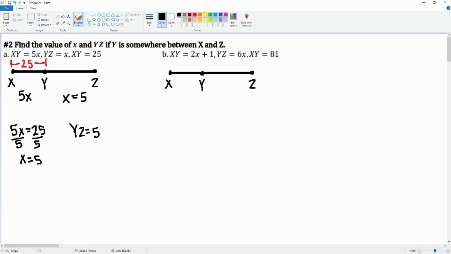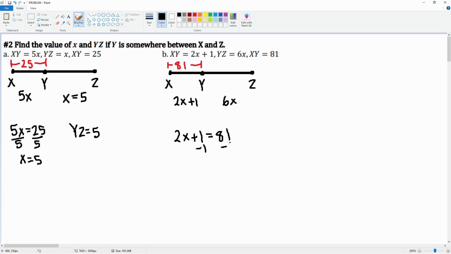Okay. All right, let's label this xy, which is going to be 2x plus 1. And then we have yz is 6x. Then we know that xy is 81. So we know that this is 81 here of xy. All right, so we could set up this equation. 2x plus 1 is equal to 81.